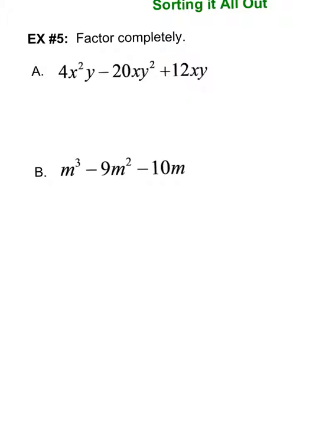Okay, so the first thing I want to look for is the greatest common factor. The numbers 4, 20, and 12 all have a 4 in common. So I'm definitely dividing every one of these by 4.